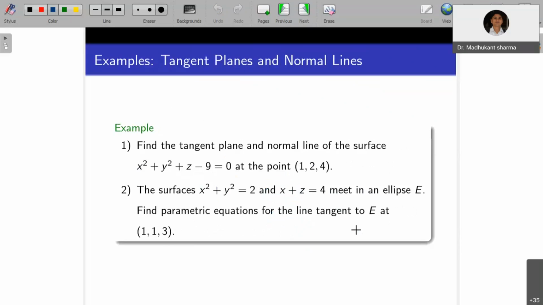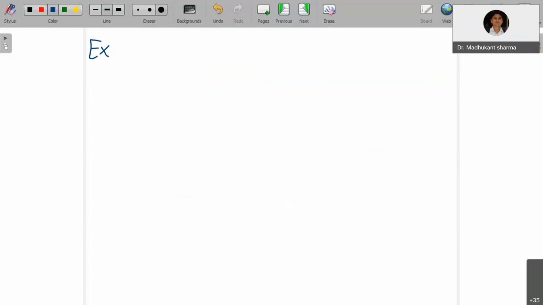So let's try to work out an example. I will do the first example, and the second example we will leave for our tutorial. The first example says: find the tangent plane and normal line of the surface at the point (1, 2, 4). So example 1, I'm just solving.